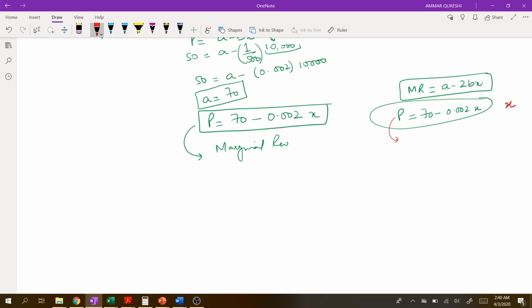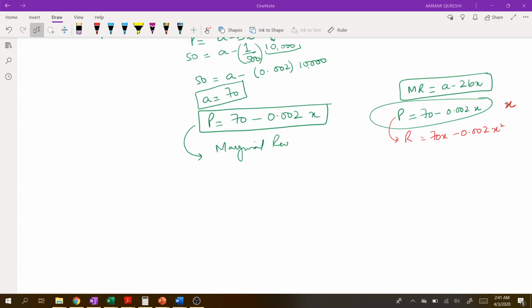So you'll multiply this whole equation with X in order to convert it into revenue. So P will be converted into R, which is revenue: 70X minus 0.002X square, right? Now, this is revenue. If you want to convert revenue into marginal revenue, you have to take the derivative, because the derivative actually measures the rate of change, right? If you want to take the marginal part, you have to take its derivative.